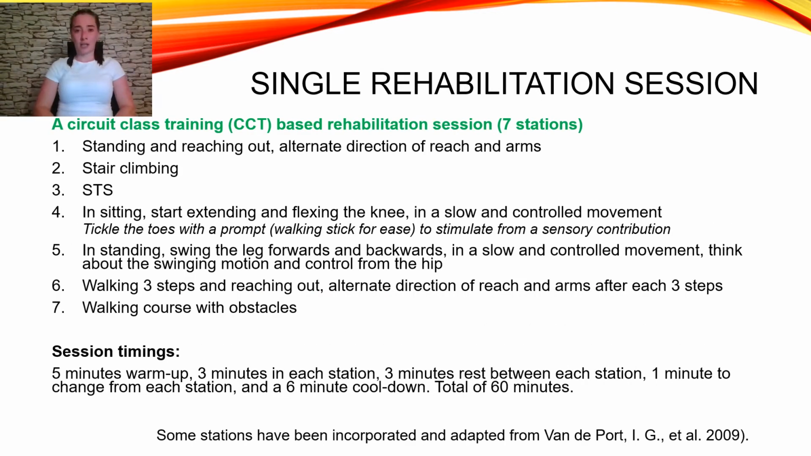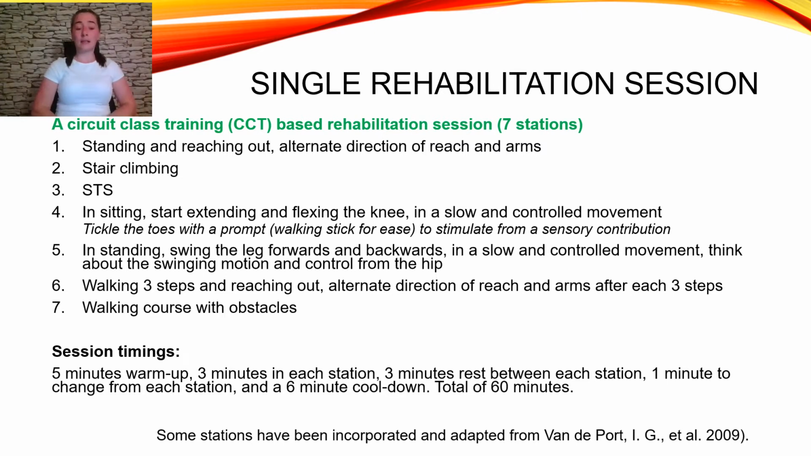Single rehabilitation session: a circuit class training based rehabilitation session with 7 stations. So there will be a 5-minute warm up, 3 minutes within each station, 3 minutes rest, 1 minute to change from station to station, followed by a 6-minute cool down at the end of the session. In total, 60 minutes. So the first station is standing and reaching out. Alternate direction of reach and arms. This is to help with orientating self in space and to be aware of centre of mass.